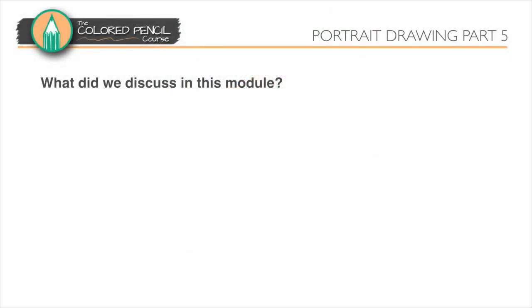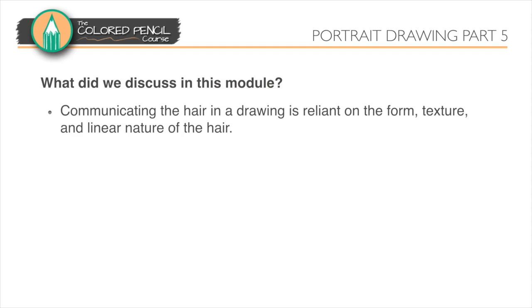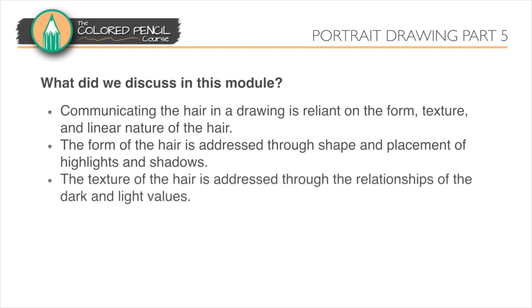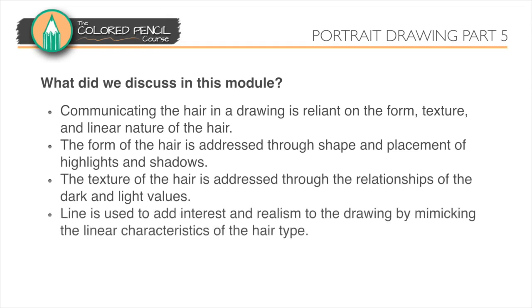So what did we discuss in this module? Communicating the hair in a drawing is reliant on the form, texture, and linear nature of the hair. The form of the hair is addressed through shape and placement of the highlights and shadows. The texture of the hair is addressed through the relationships of the dark and light values. And line is used to add interest and realism to the drawing by mimicking the linear characteristics of the hair type. In the next module in this series, we'll start our look at combining colored pencils with other media.